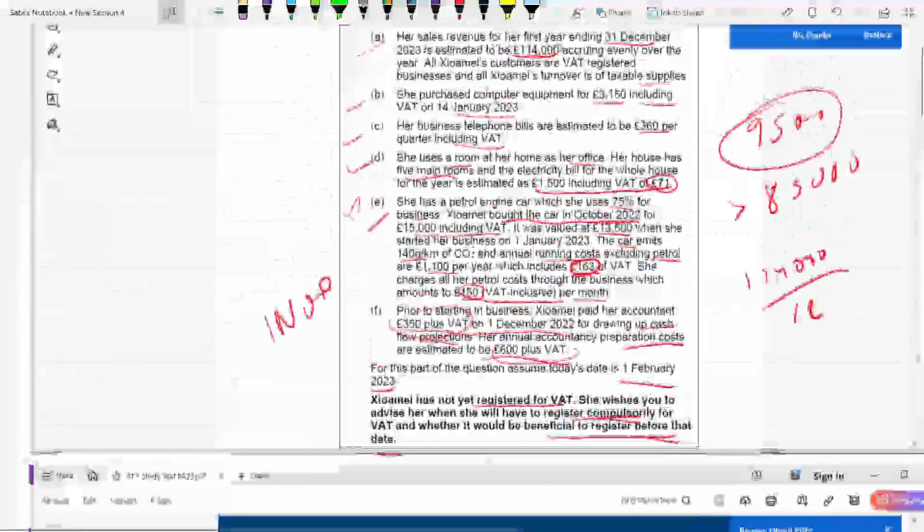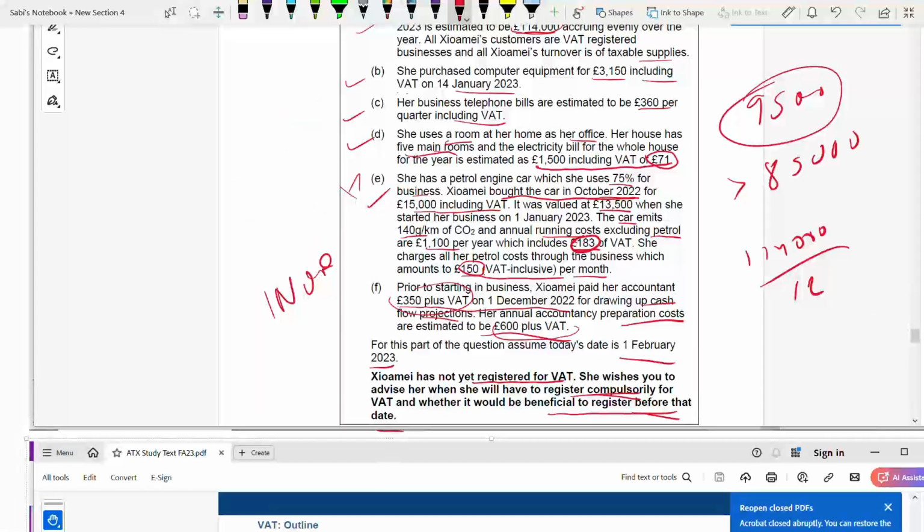This is a service here you are giving. Drawing up a cash flow projection. So she is giving 350 plus VAT to the accountant to draw up a cash flow projection. It's a service.